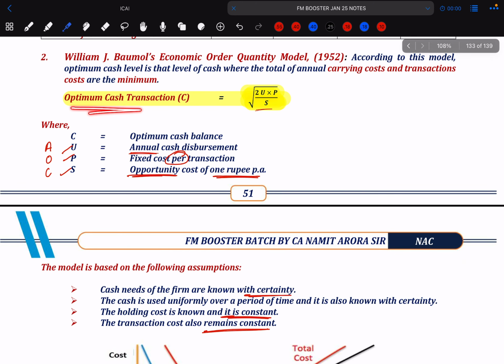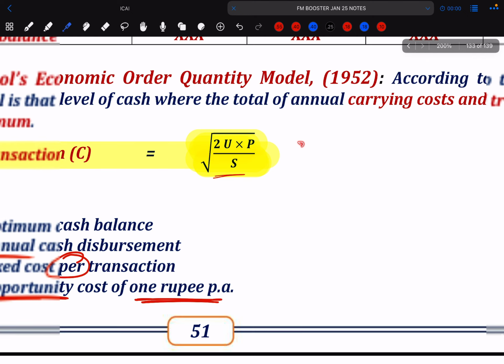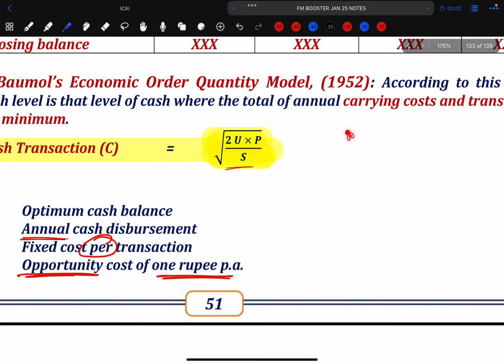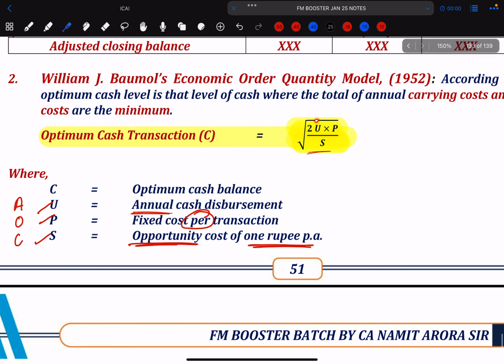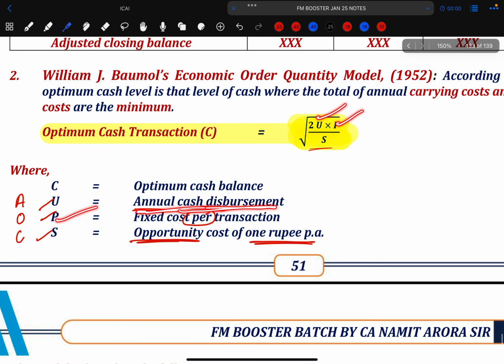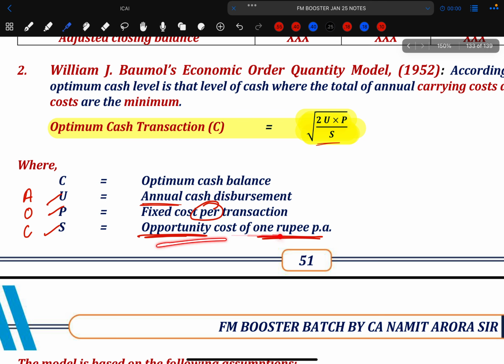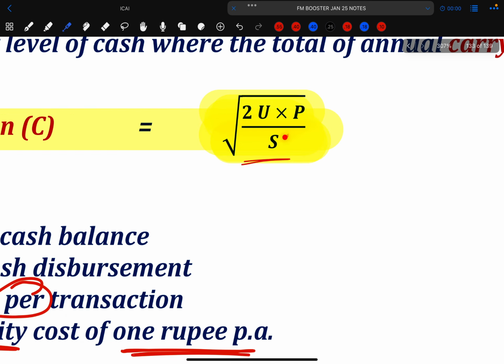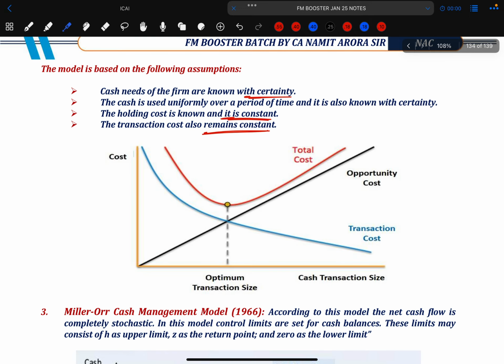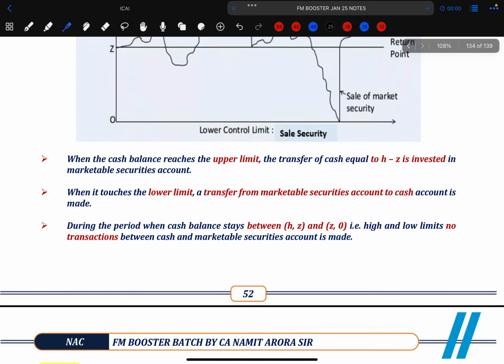And this is the optimal cash, the Baumol model, the same thing. Root of 2UP divided by S. U is annual cash disbursement, and P is fixed cost per transaction. This will be given in the question, and S is opportunity cost per 1 rupee. This will always be given as a percentage, like 0.8, 0.9 kind of thing. Done. This and all is just for theory.